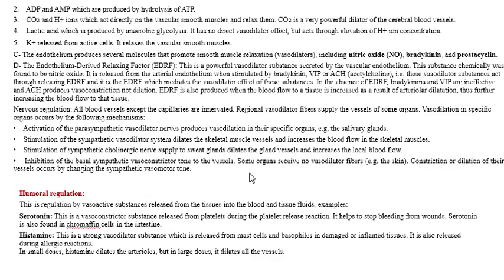Humoral regulation, as I said before, involves vasoactive substances. They are released from the tissue into the blood and tissue fluid. For example, humoral regulation includes serotonin and histamine. Serotonin causes vasoconstriction, while histamine is a vasodilator. In small doses, histamine dilates the arterioles, but in large doses, it dilates all the vessels.